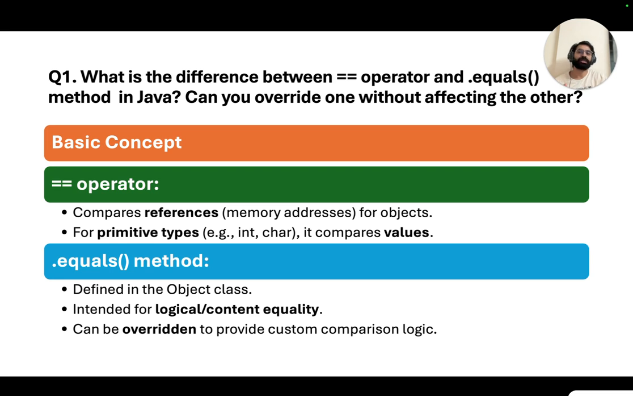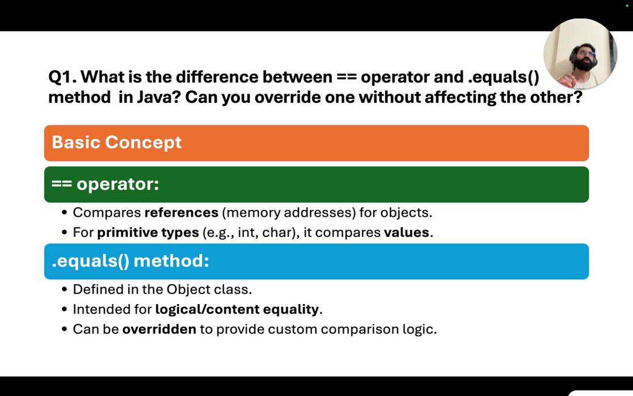So the == operator has two functionalities. If we compare objects, then it compares the memory address where they have been stored. If both objects are stored in different locations, then of course it will return false. If both objects are stored in the same location, then it will return true. And if we use the == operator to compare primitives, then it will check the value.